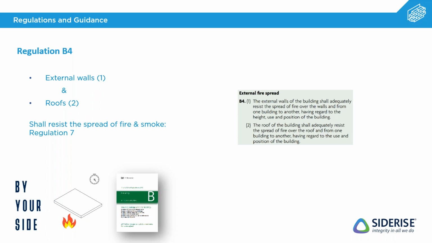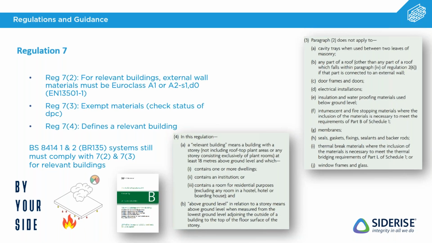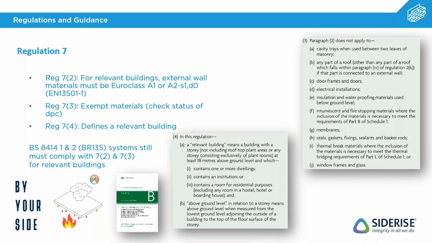So it's of utmost importance to protect these elements from that spread. Regulation B4 does also introduce one of the newer regulations that have come into play, which is Regulation 7, and that deserves a slide on its own. Now, Regulation 7 is quite a complicated regulation, but it is fully enforced. It came into play in November 2018, and it must be followed, as obviously being regulation would suggest.